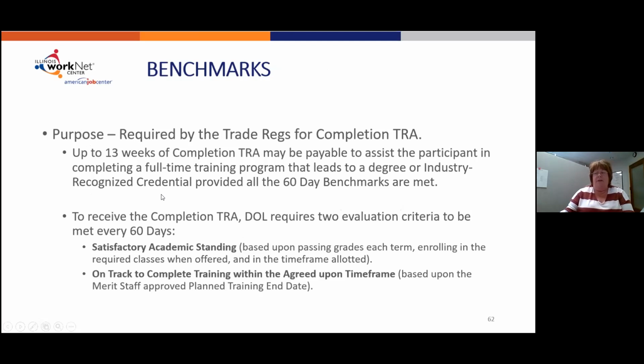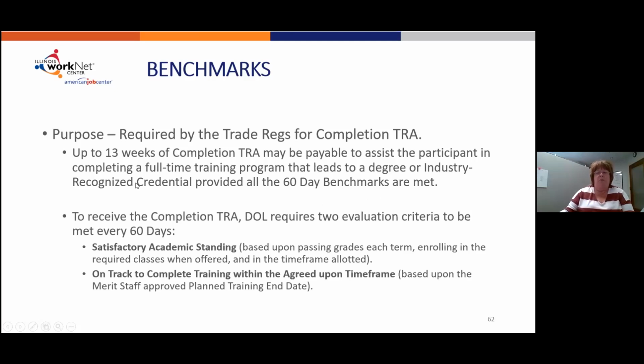We talked about benchmarks. The purpose is they're required by the trade regs for completion TRA, and completion TRA is 13 weeks of payments that could help that participant to complete that full-time training program that leads to that degree or industry recognized credential, provided they have met the 60-day benchmarks.